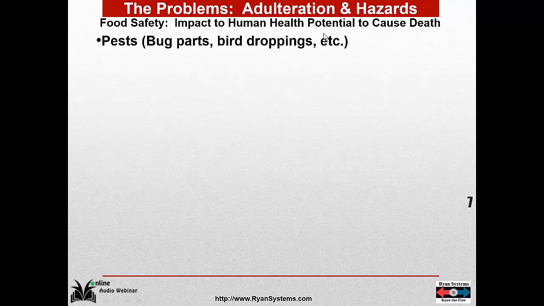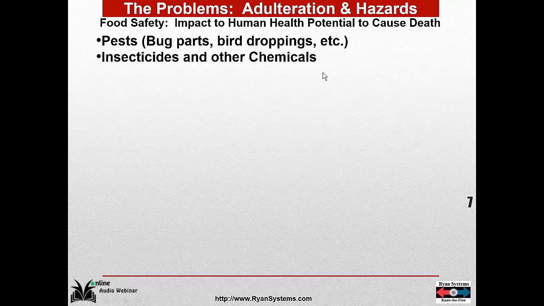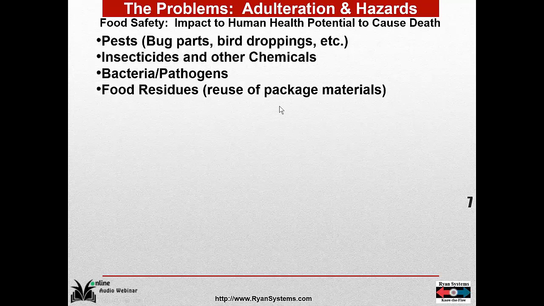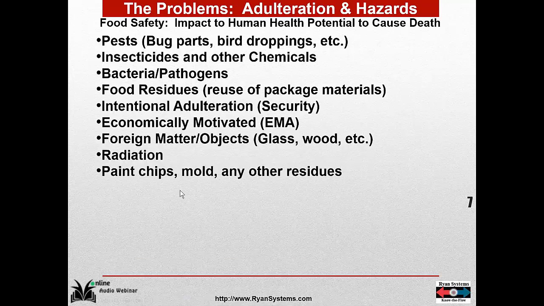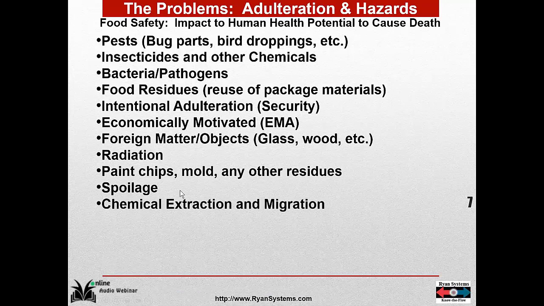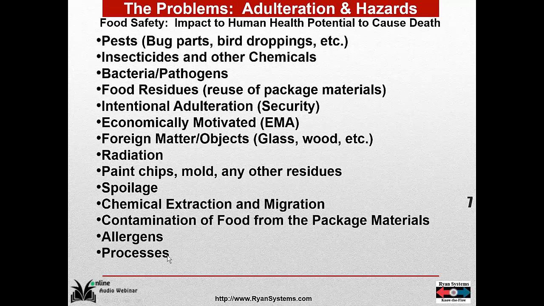All right, so we have these problems, adulteration and hazards. What are they? Pests, insecticides, and chemicals. This is a big one that's going to come up in your future. Government's been focused a lot on bacteria, pathogens, etc. Food residues, intentional adulteration, economically motivated, paint chips, mold, other residues, spoilage, chemical extraction, and migration. This one comes from your packaging, comes out of the packaging and into the food. So you have to do special testing of your packaging nowadays and collect hard data.